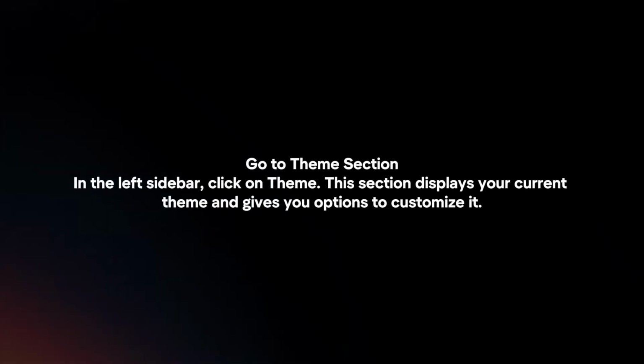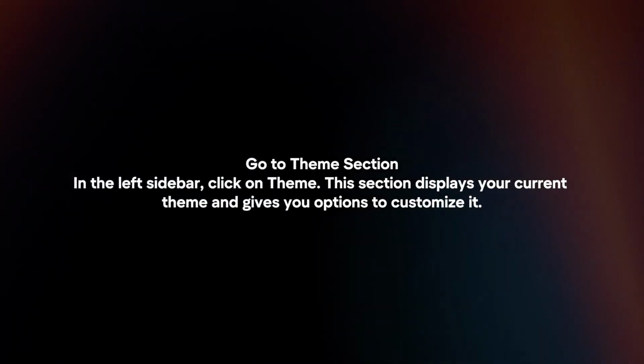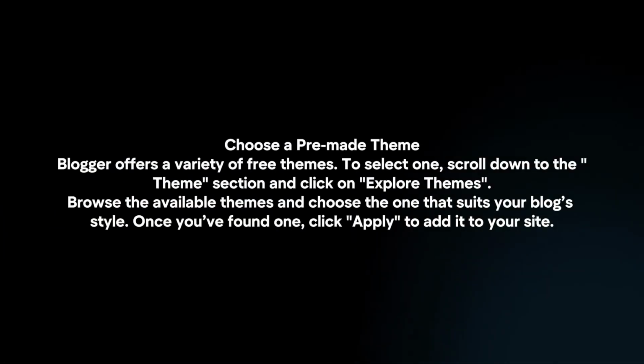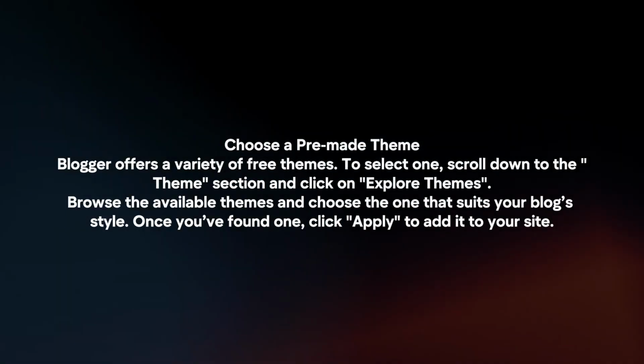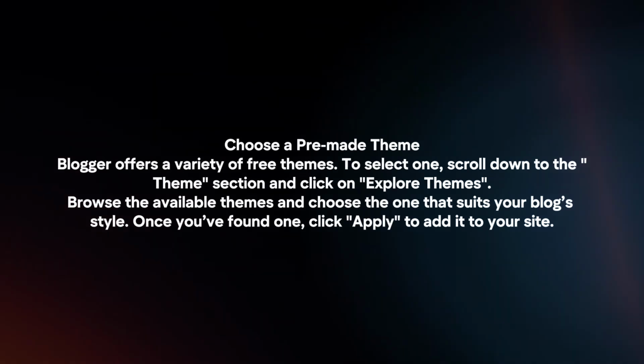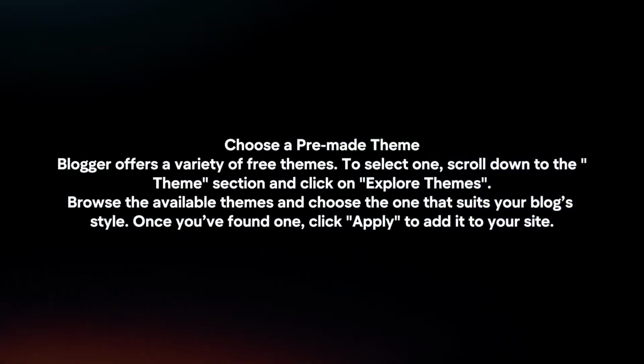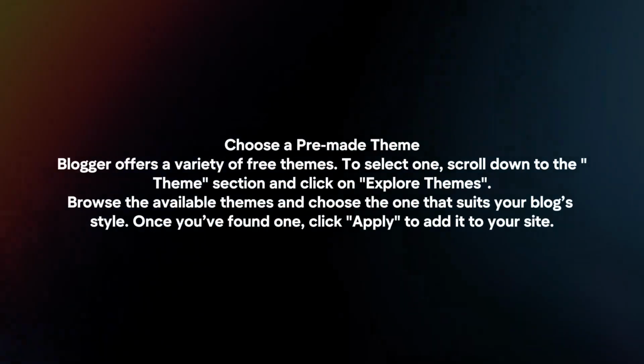This section displays your current theme and gives you options to customize it. Choose a pre-made theme. Blogger offers a variety of free themes. To select one, scroll down to the Themes section and click on Explore Themes. Browse the available themes and choose the one that suits your blog style. Once you found one, click Apply to add it to your site.